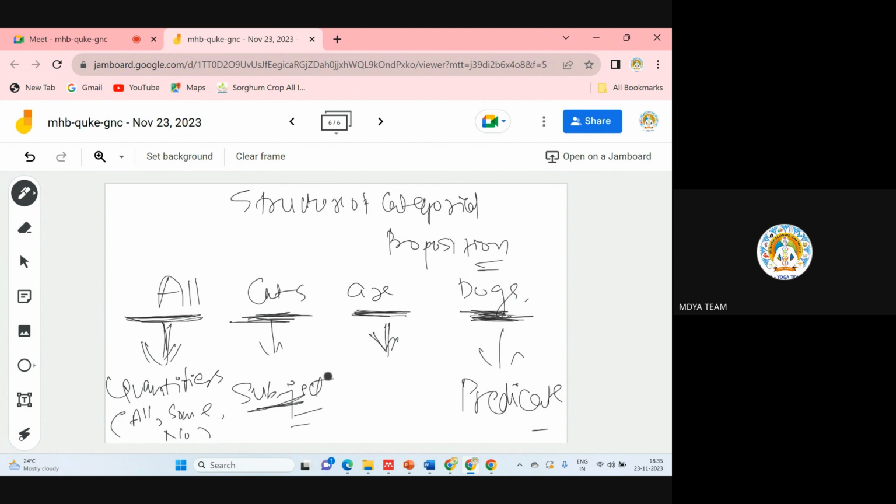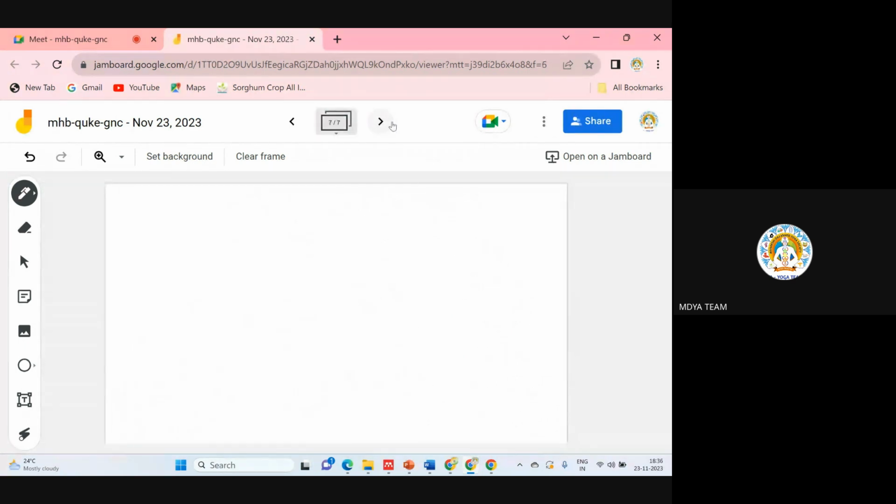This one that connects the subject and predicate is known as the copula. It is a verb that connects or links the subject and predicate. Now this is the structure of a categorical proposition. First term is the subject, second term is the predicate, this is the quantifier and this is the copula. Now let's talk about the properties of a categorical proposition.